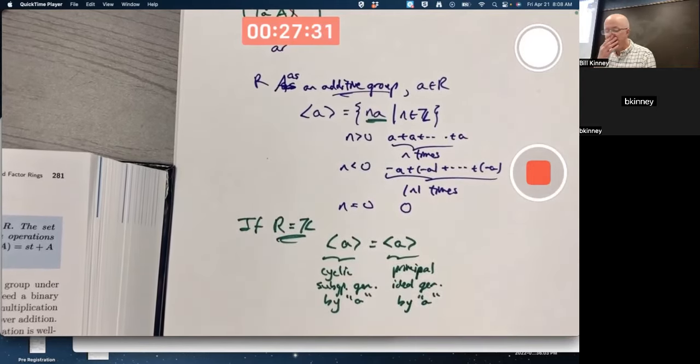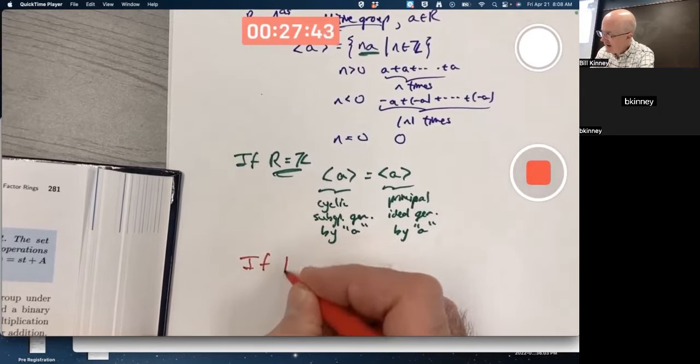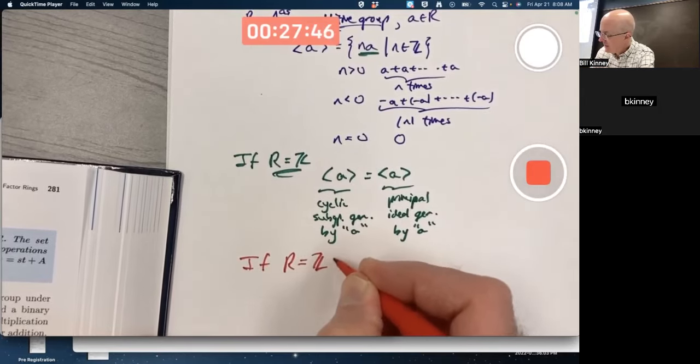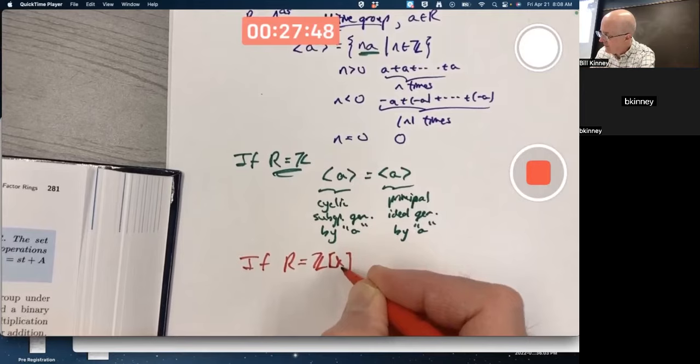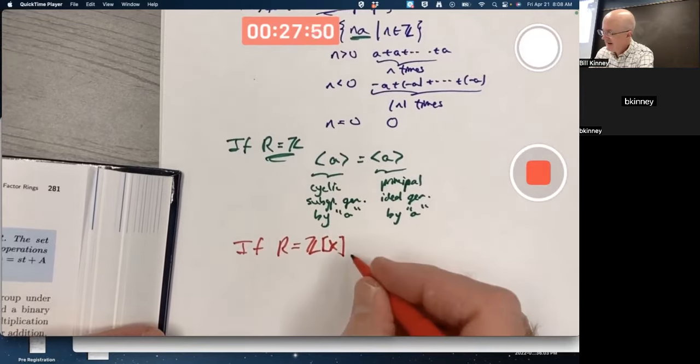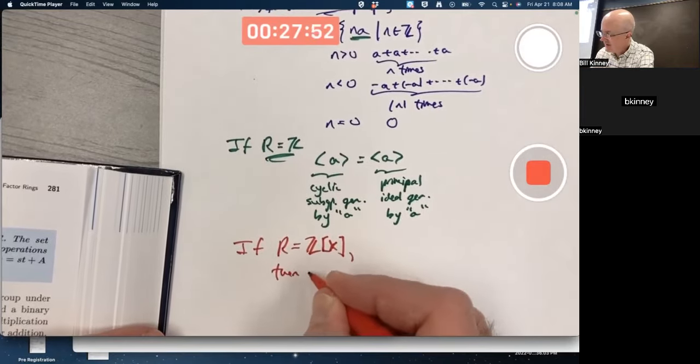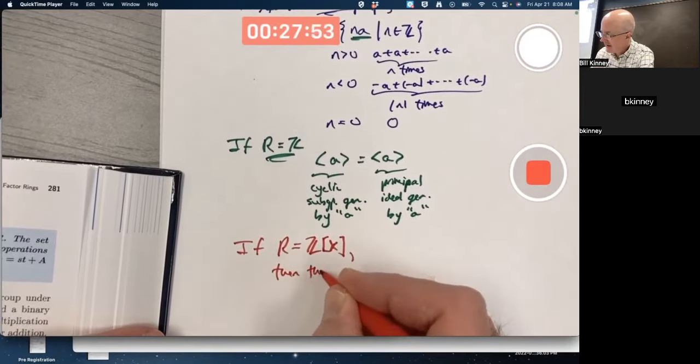But if the ring's not the integers, they're not necessarily the same. In general, they are different. In particular, for example, if R is the ring of polynomials with coefficients in Z, then they are different.